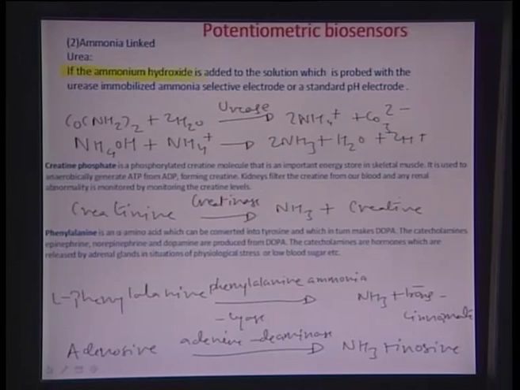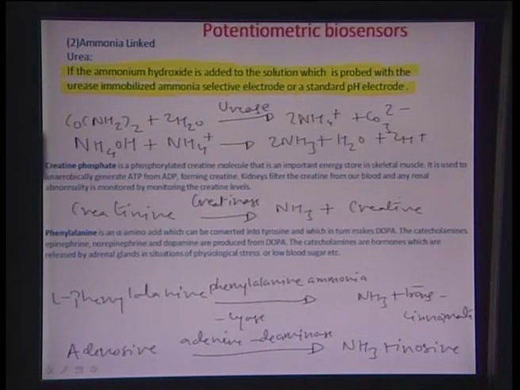So, if the ammonium hydroxide is added to the solution which is being probed with the urease immobilized, and urease, if you recall, is the enzyme which is able to catalyze urea into NH4 plus and CO3 2 minus, as we just did in the last slide earlier. So, this urease immobilized ammonia selective electrode or a standard pH electrode would be able to very well define the amount of ammonia in equilibrium with the ammonium hydroxide solution. So, instead of chloride we are using a hydroxide here.